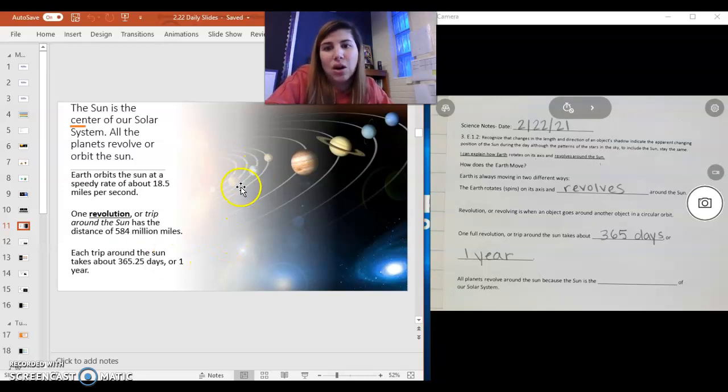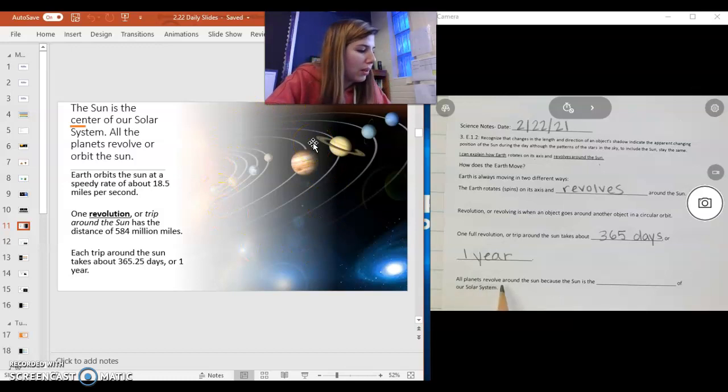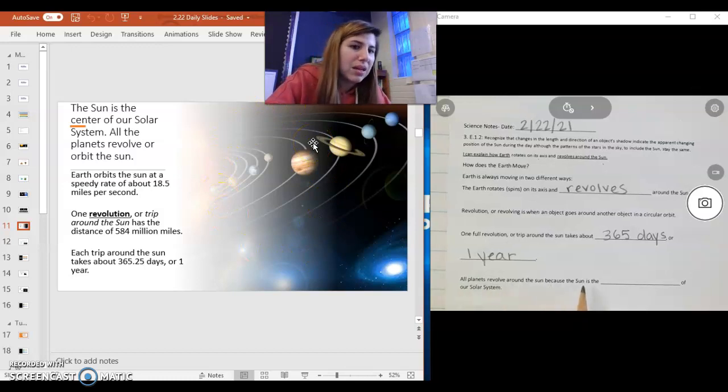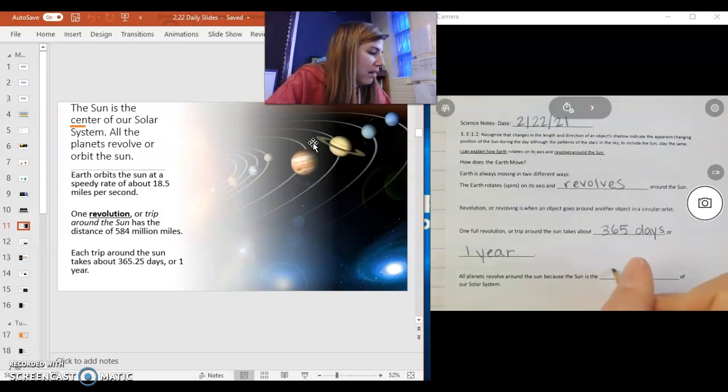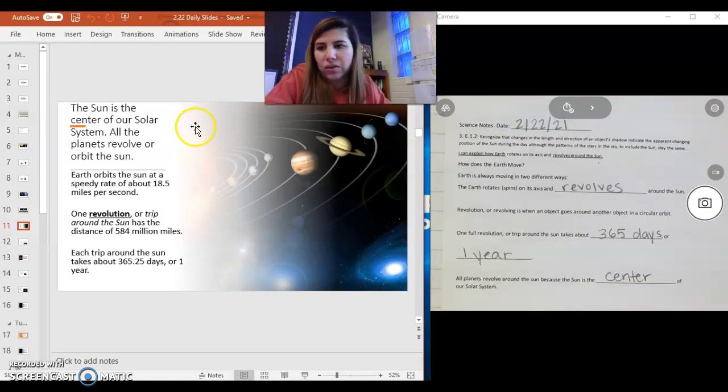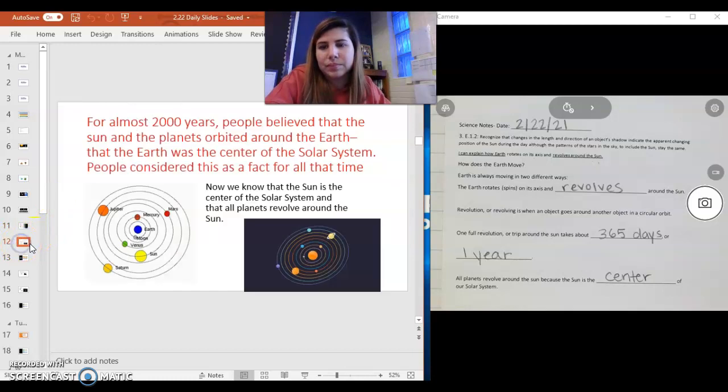Like I said, Earth is revolving around the Sun, but so are all of the other planets. All planets revolve around the Sun because the Sun is the center of our solar system. The reason I want us to keep that in mind is because we didn't always realize that the Sun was the center of our solar system.